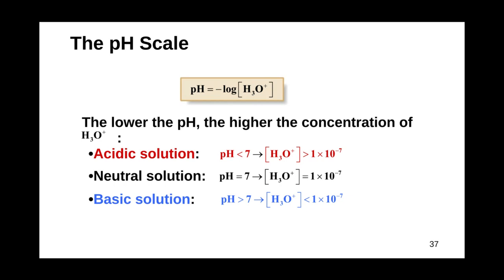So conceptually speaking, when we have an acidic solution, the pH is less than 7. When we have a neutral solution, the pH is equal to exactly 7. And when we have a basic solution, the pH is greater than 7.